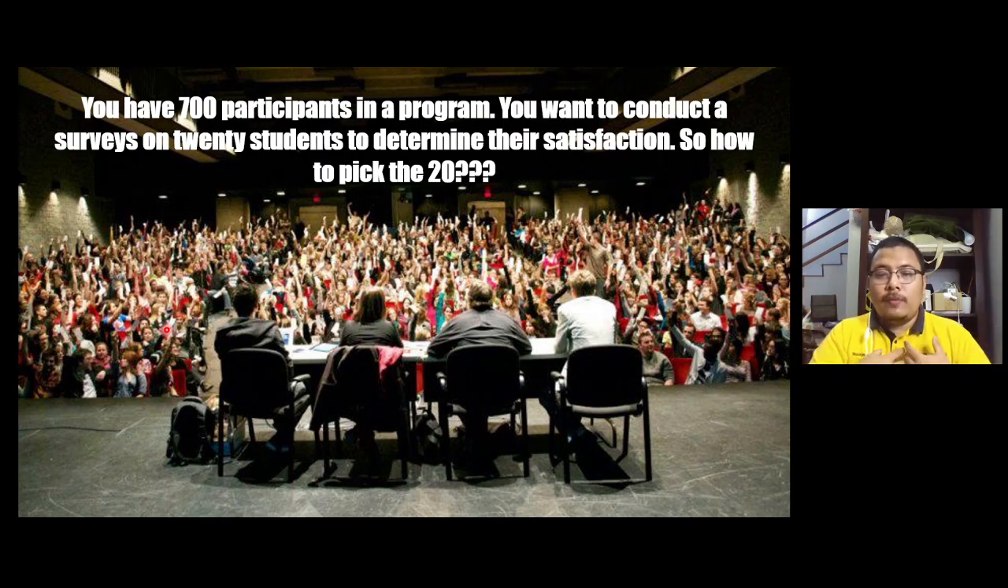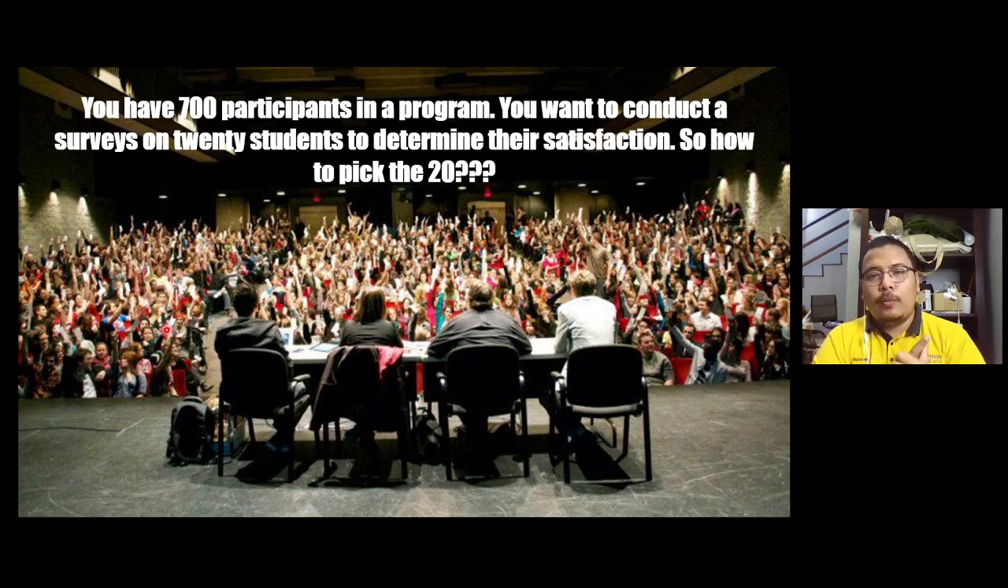So if you don't use numbers, you will just pick the best friends that you have, the 20 closest friends, the closest 20 to you, and then you will be biased. This is not random, but you need to pick 20 people at random. It's only really random if every one of the 700 has a chance of being picked.